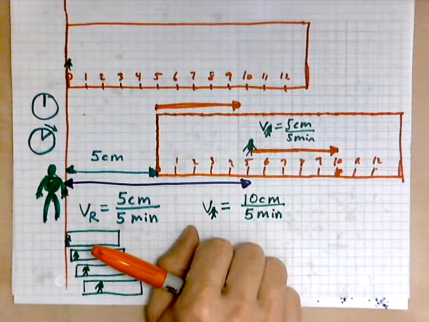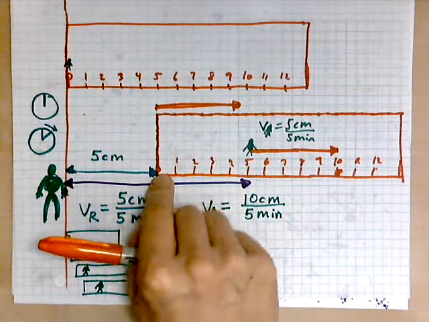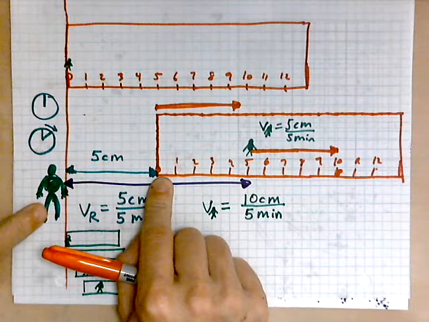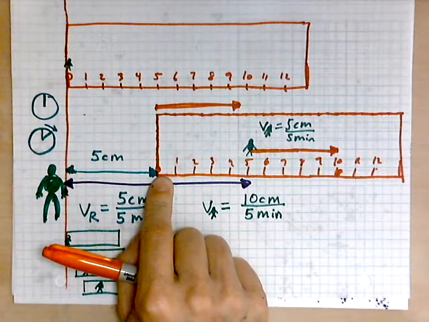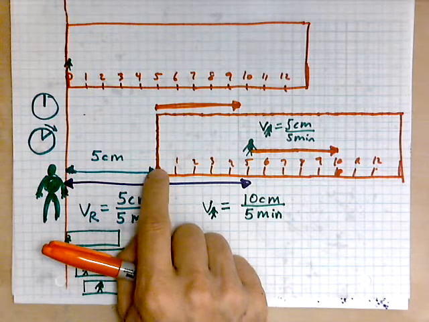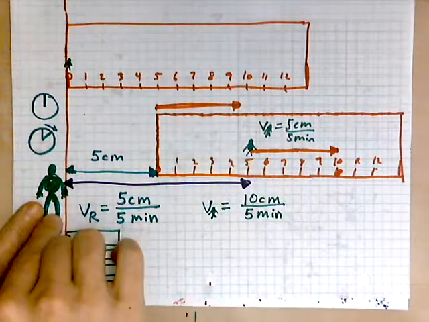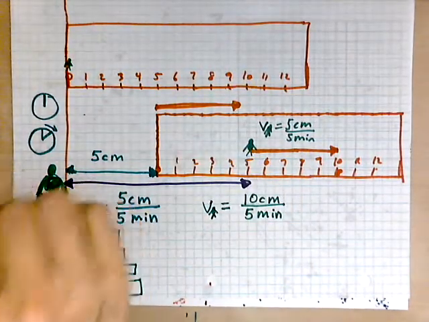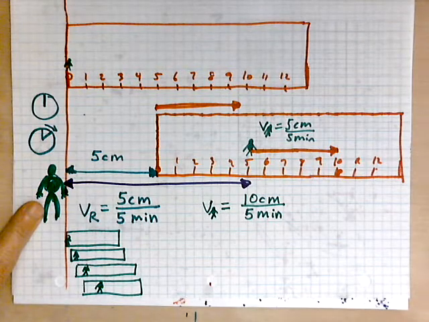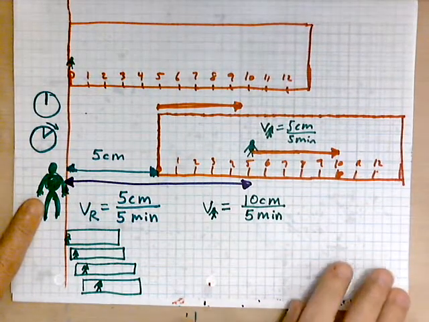Now you might ask yourself, if I use instead this edge as my starting line, what's the velocity of the green guy? Well, that would be negative 5 centimeters per 5 minutes. If you were standing on the edge here and not moving, you would see this guy here moving away from you at 5 centimeters per 5 minutes, or to the left. There you go. So this is an introduction to relative motion.